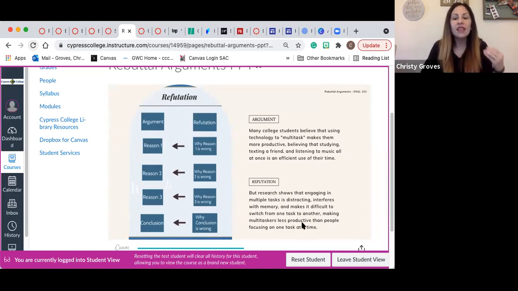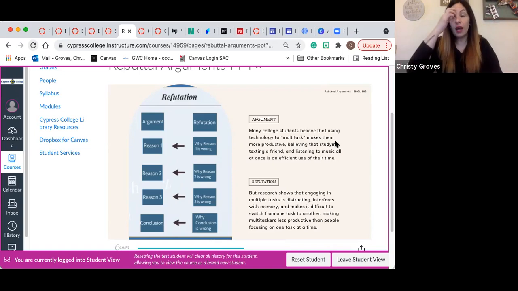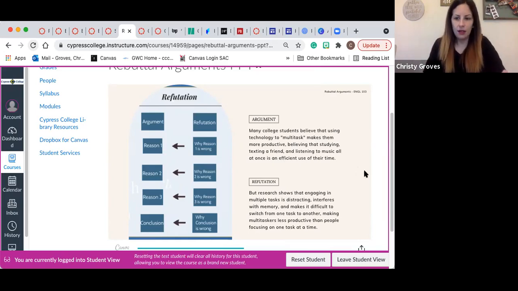So here we attacked this argument directly. Many college students believe that using technology to multitask makes them more productive, and here's why. So we attacked the reason. We didn't attack the idea of multitasking. I mean, we did, but we used that reason to do it. So that's where we created this refutation. We chose that reason specifically and we addressed it, rather than just the idea of multitasking with technology in general. We said, hey, listen, doing these other activities actually does this instead, okay?